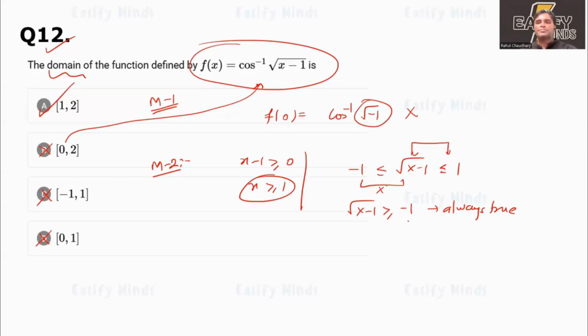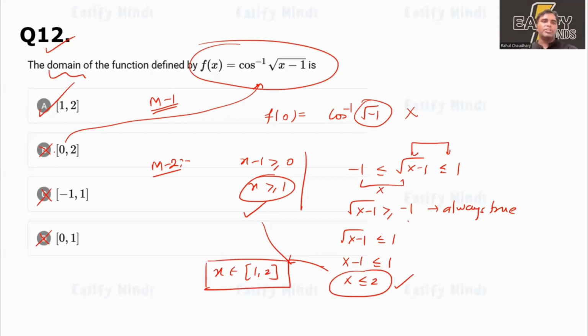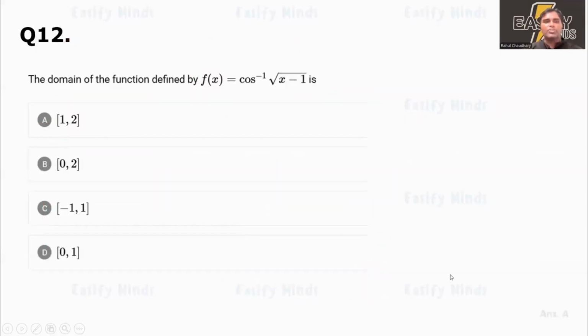Now let's check this one. Root x minus 1 is less than 1, square on both sides. So x is less than 2. Here it is saying x is more than 1, here it is saying x is less than 2. If we combine them, we get the answer x belongs to 1 to 2. That is option A. The second method is the traditional method. The first method is the logical method, where you can put in values. 0 we cannot put here, so automatically 3 options are eliminated and we are left with option A. Clear? Any doubt to anyone? So here the answer is option A.